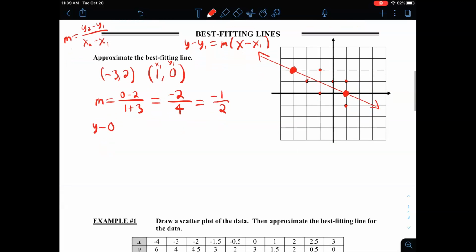Okay, so now we're plugging into this formula. We pick either point to be x1, y1 when we plug it into this equation. I just chose the one with 1 and 0 because 0 is an easy one to plug in. So we got -1/2 as our m times x minus, and then our x1 is 1.